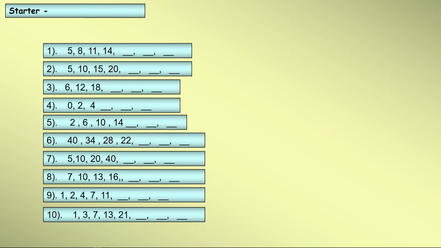So here is going 5, then 8, then 11, then 14. So it's going up 3 each time. Plus 3, plus 3. So if I add 3, 17, add 3, 20, and then add 3 to the last one, it's going to be 23. And the reason why it's going up like that is because I'm adding 3. Okay?